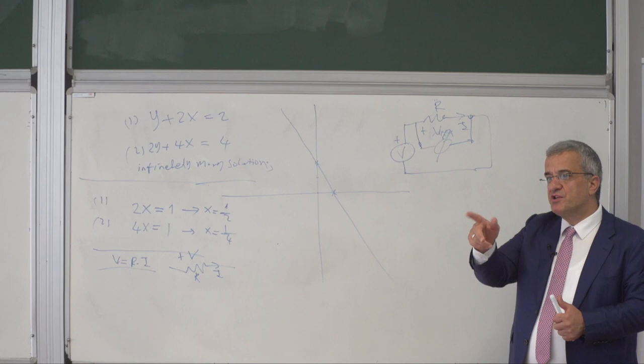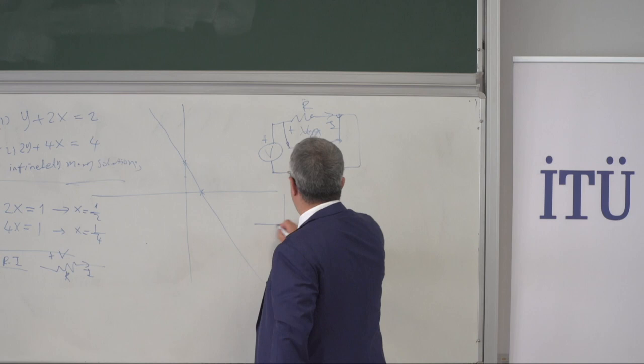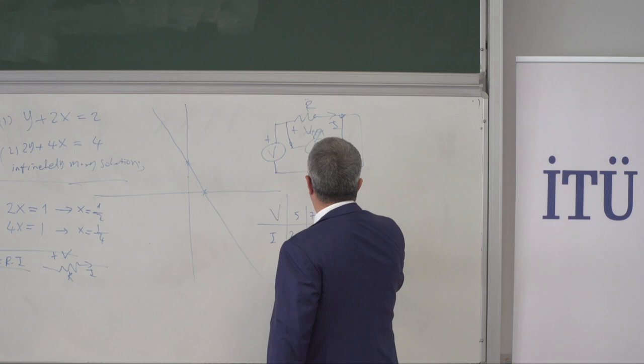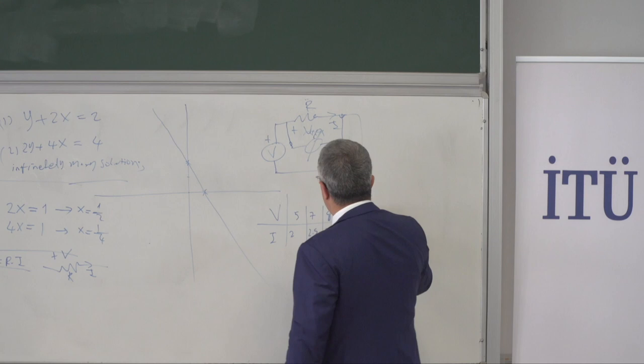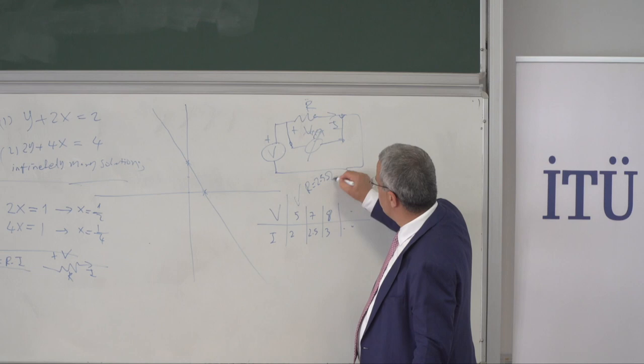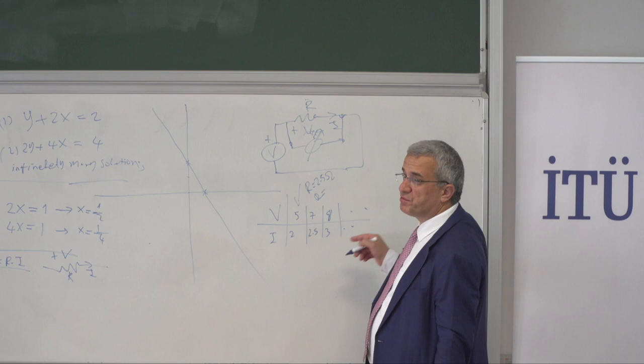Okay, so you will make maybe, let's say 5 volt, 2 amperes, and 7 volts, 2.5. 8 volts, 3, etc. So if you were to take this measurement only and not make any more measurements, you will say, okay, this is 2.5 ohms. You use this, then you say, okay, R is this. And every one of them will give you a different result.